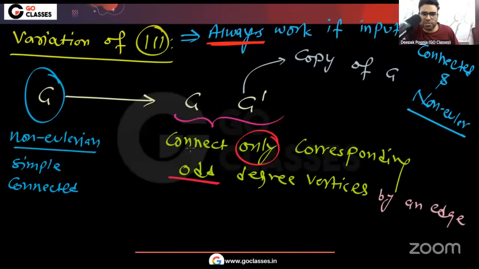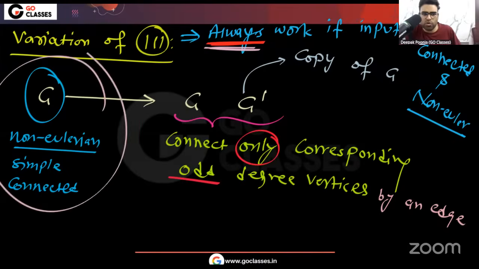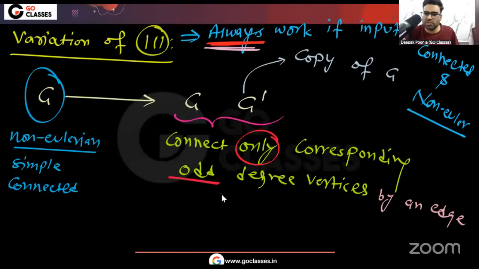This variation of third will always work if the input graph is connected and non-Eulerian. And because our input graph is connected and non-Eulerian, definitely this variation will work. Because here you are making the corresponding odd degree vertices adjacent, so for all the odd degree vertices, the degree will increase by 1. All the previous odd degree vertices will become even degree vertices. All the previous even degree vertices stay as they are, nothing changes. Yes or no? So basically in this new graph, all the vertices have even degree.